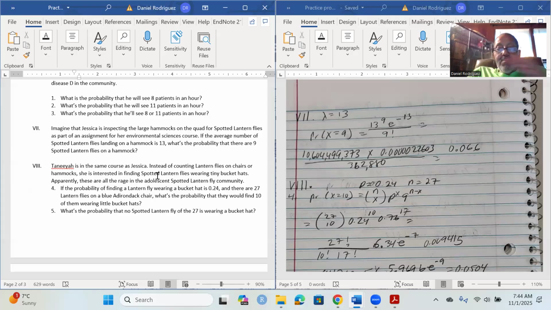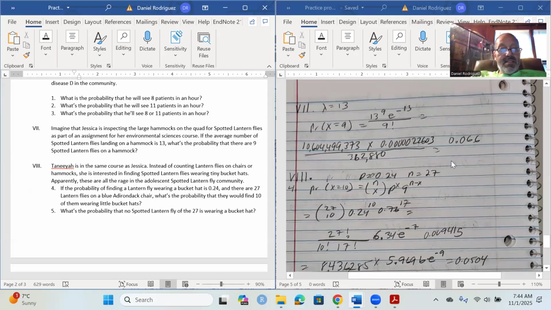Okay, so this should start being easy because I gave you the lambda, which is 13, right? And I asked you for the probability of 9. So this should start being, oh, okay, this is easy. Lambda to the x, so it's 13 to the 9, times e to the negative lambda, so it's e to the negative 13, divided by x, or 9 factorial, and I get 0.066. Woohoo.